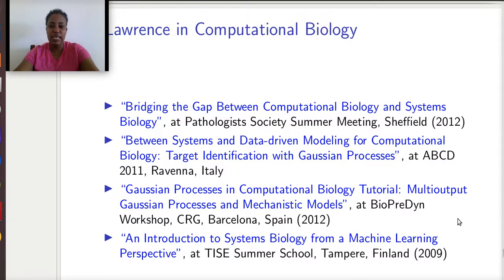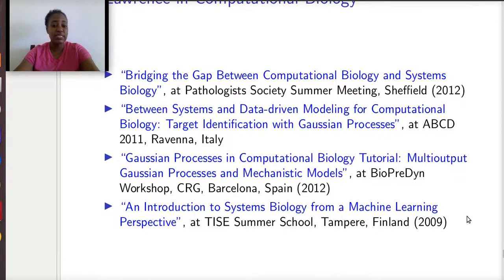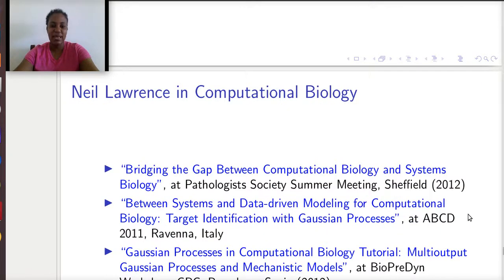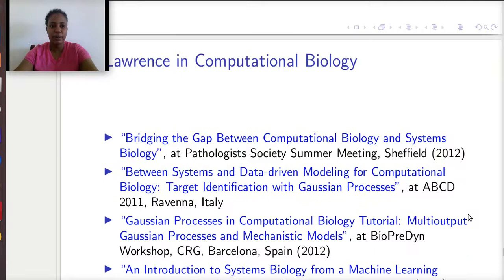Now, this talk says, bridging the gap between computational biology and systems biology. And another talk on systems and data-driven modeling for computational biology, target identification with Gaussian processes. He did another work on Gaussian processes in computational biology, a tutorial on multi-output Gaussian processes in mechanistic models. He also did an introduction to systems biology from a machine learning perspective. So he's one of the leading machine learning pioneers, and he has done work in this domain. So this just gives you an appreciation that data scientists do work in this domain.